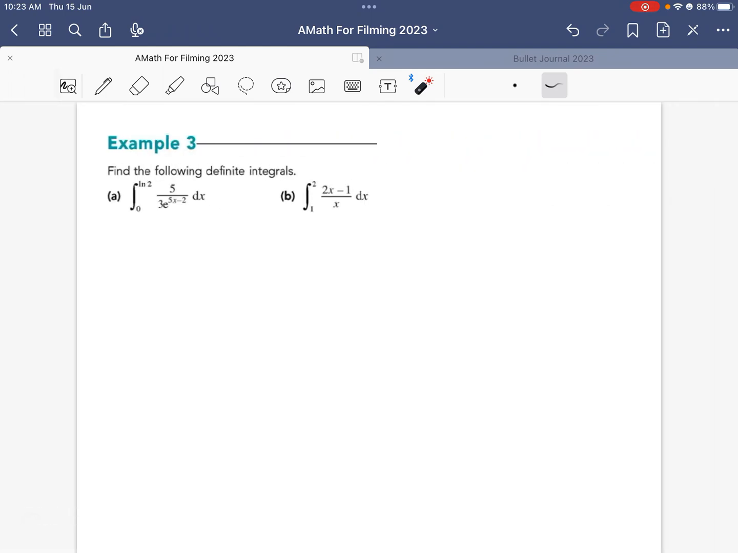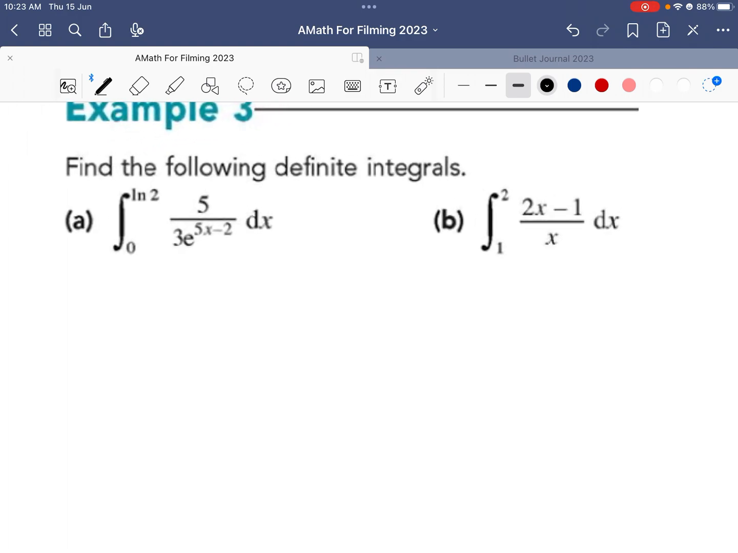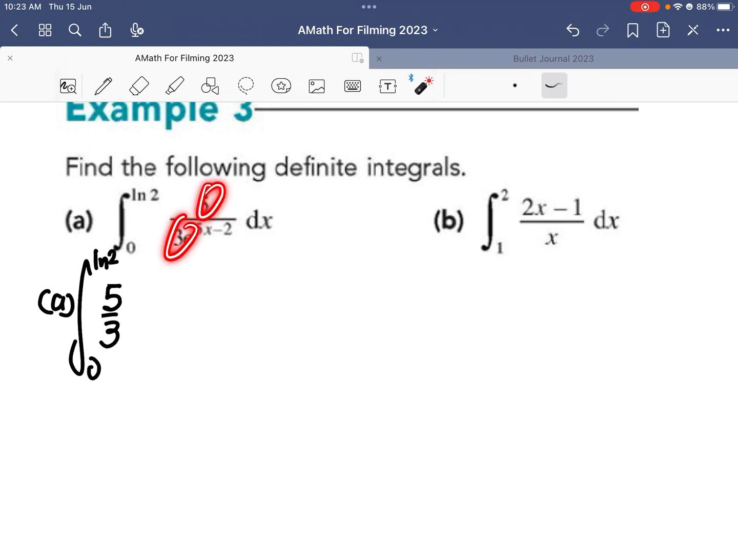Okay, now I'm going to cover example 3 itself. Example 3 is just applying what we have learned, but now what we have is a definite integral. So first, for part A, I'm going to simplify this first. So it's ln 2 and 0, so this is 5 over 3 over here like this.